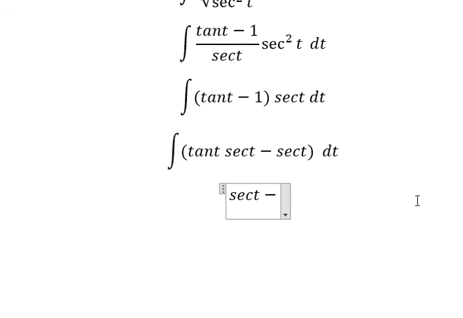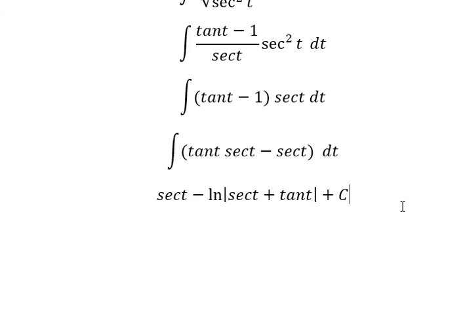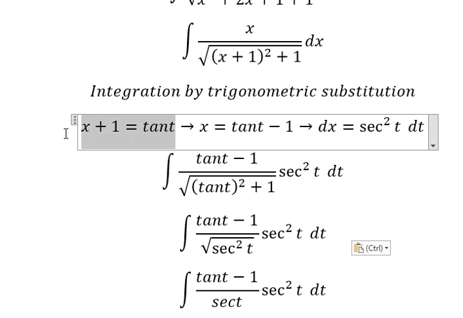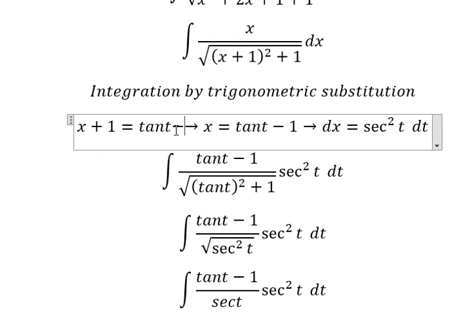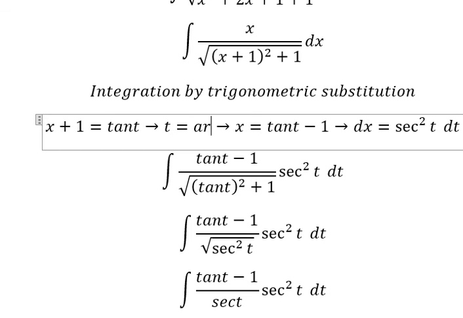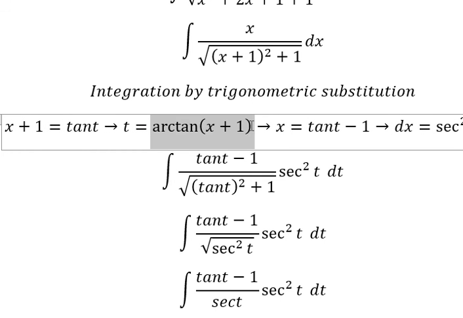This one we have ln of the absolute value of secant t plus tan t, and I will put plus c. About t, that is this one. So we can find the value of t, that is arctan of s plus 1. So I will put this one in place of t.